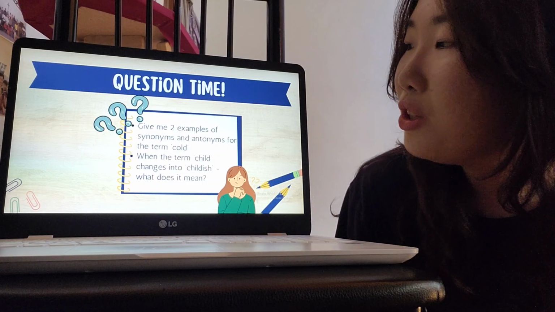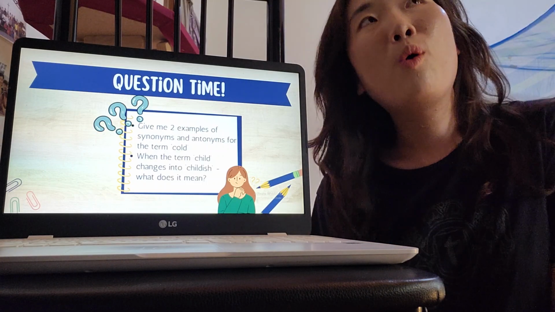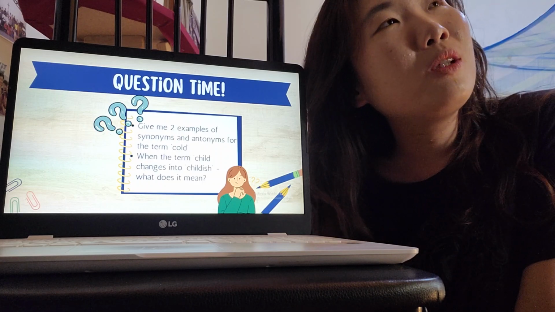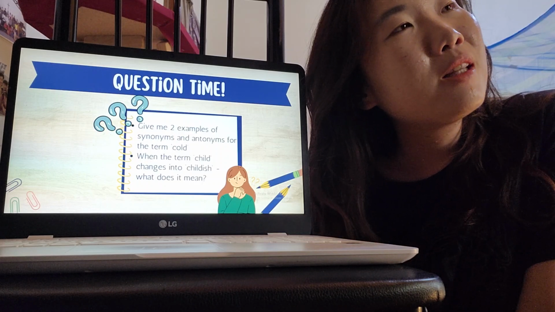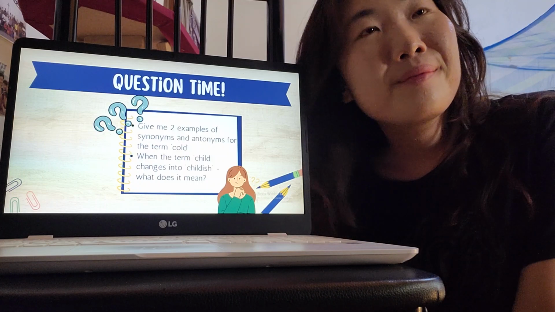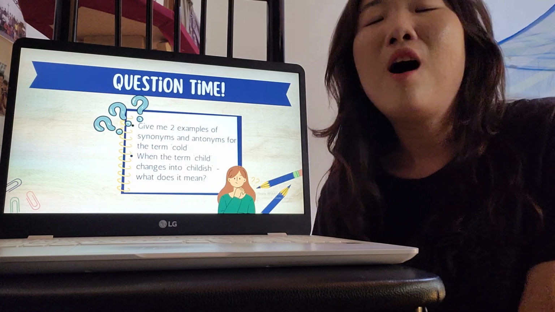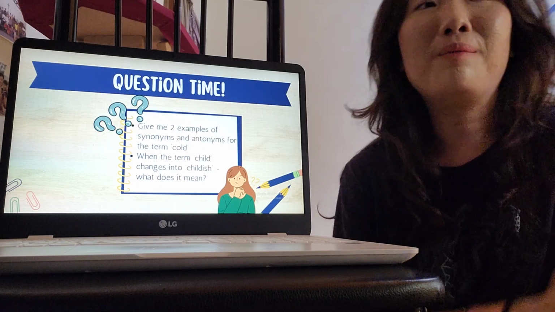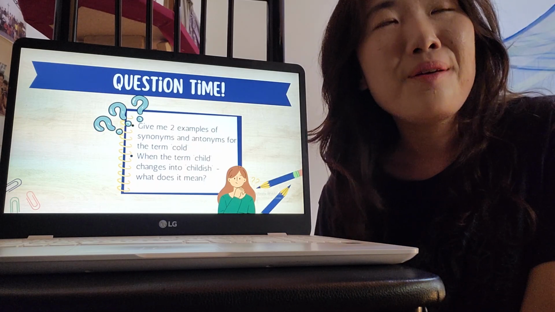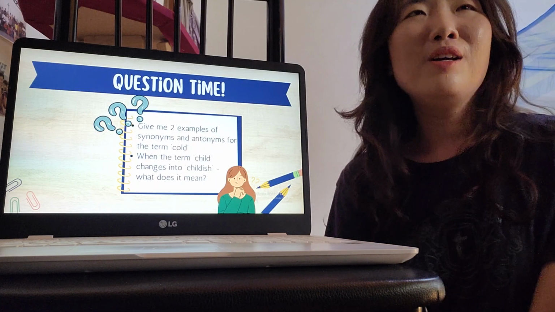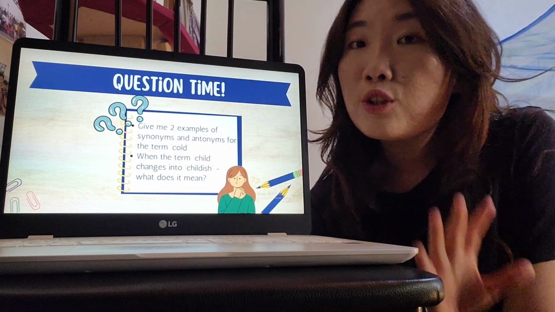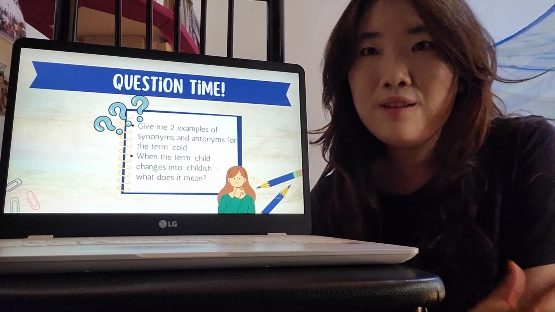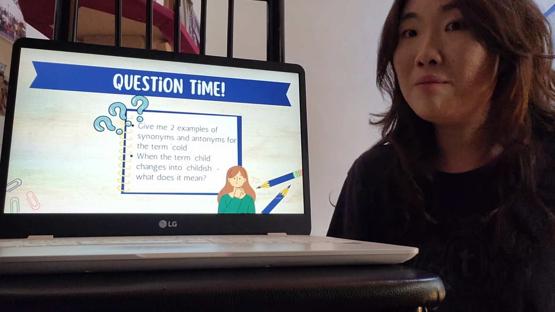All right, let's move on to antonyms for the term cold. Who wants to give me antonyms for cold? Let's see. Yep, Timothy. Oh, okay. Hot. Yeah, of course. And the other one? Anna, give me another try, okay? All right. Okay, that was good. So she says an antonym for the term cold is warm. That totally makes sense, right? Very good. You guys are doing well.